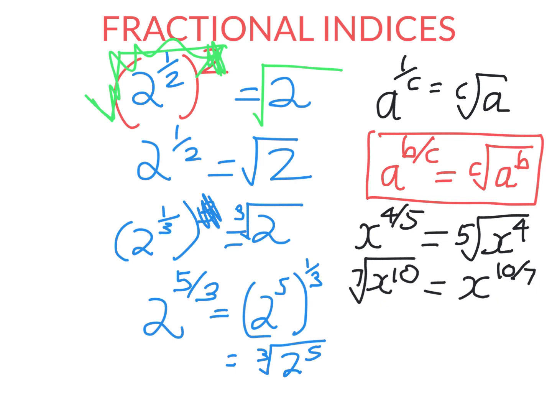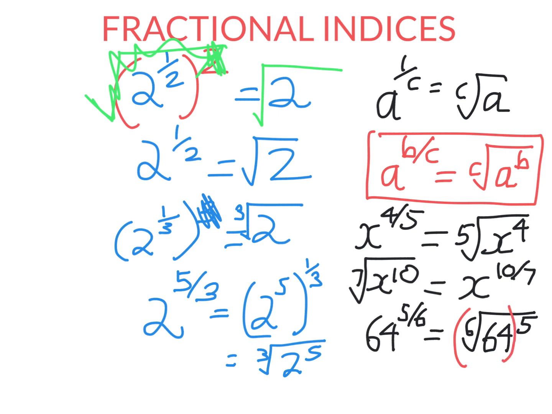So what if we wanted to evaluate something like 64 to the power of 5 over 6? Well, that would just be the 6th root of 64 to the power of 5. But of course, if we don't have a calculator, 64 to the power of 5 is a massive number. We don't want to do that in our head. What we can actually do is do the 6th root of 64 first, because that's easy. That's 2. And then raise it to the power of 5. 2 to the power of 5 is just 32. So 64 to the power of 5 over 6 is 32.